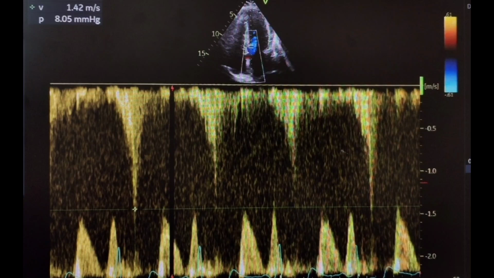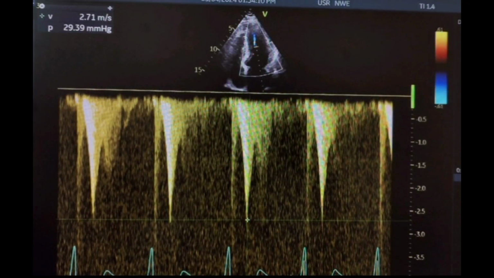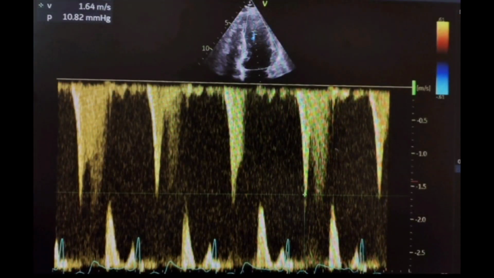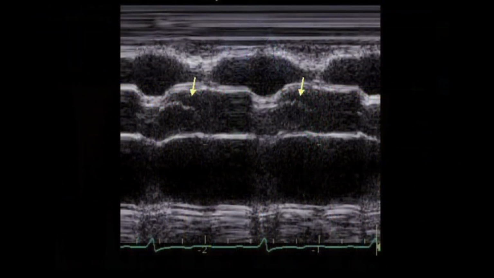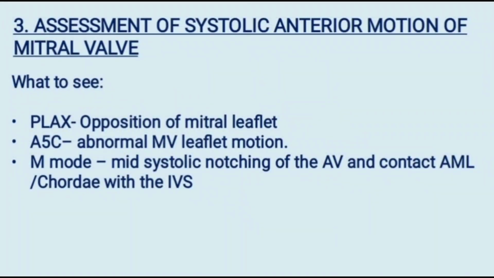Now let us see some real-life 2D echo images for our better practical understanding. As you can see, this is a Doppler at the LVOT level and we can clearly identify the dagger-shaped pattern. In the second image, the pulse wave Doppler is kept at the mid-LV cavity level and the gradient is around 30 mm Hg. The third image measures the LV apical cavity gradient, which is around 10 mm Hg. Next, you can see the mid-systolic closure of the aortic valve on M mode, which further confirms the presence of subaortic obstruction.